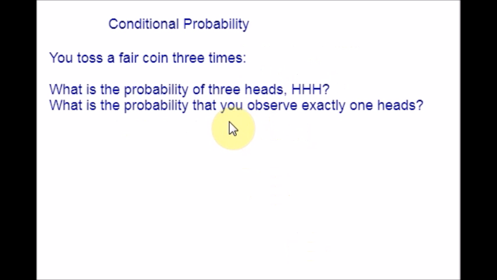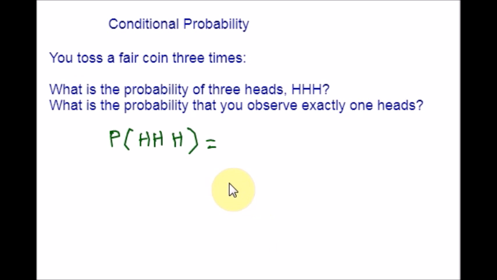Here is an example. You toss a fair coin 3 times. What is the probability of 3 heads? That is the occurrence of H. What is the probability that you observe exactly 1 head? Okay, let us solve this question part by part. We assume that the coin tosses are independent. So the probability of getting 3 heads.